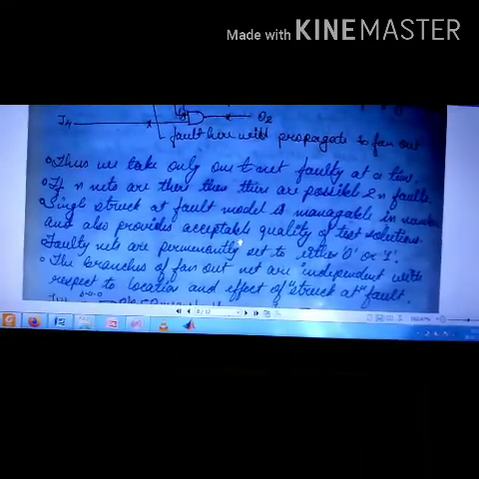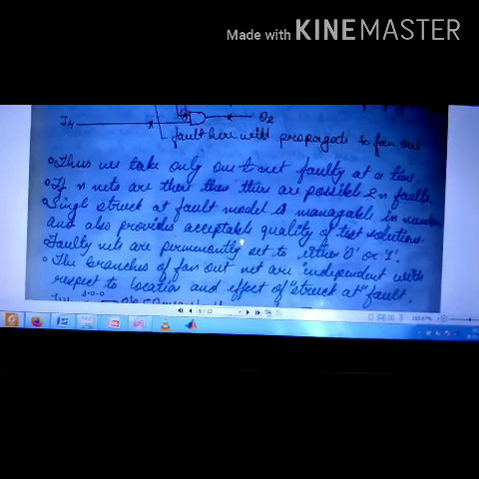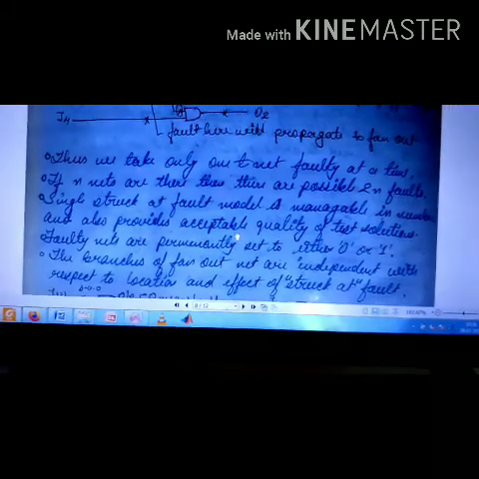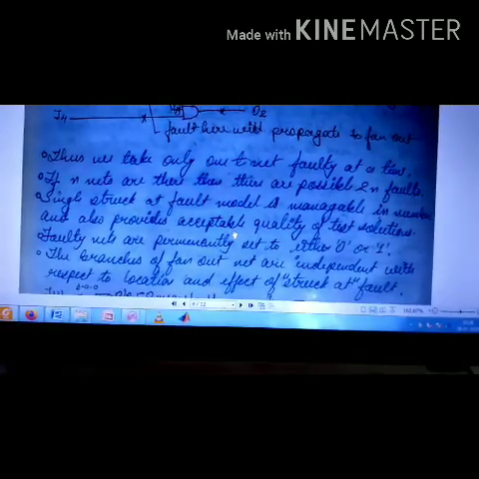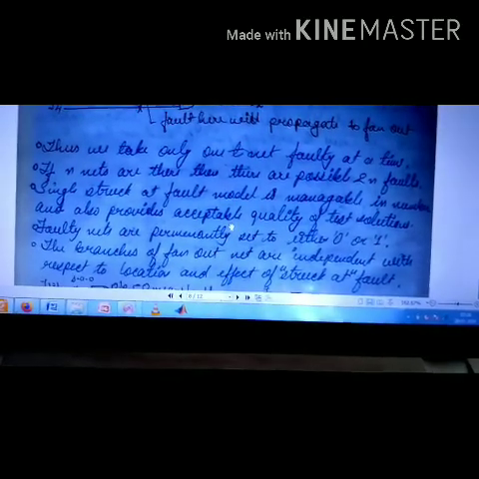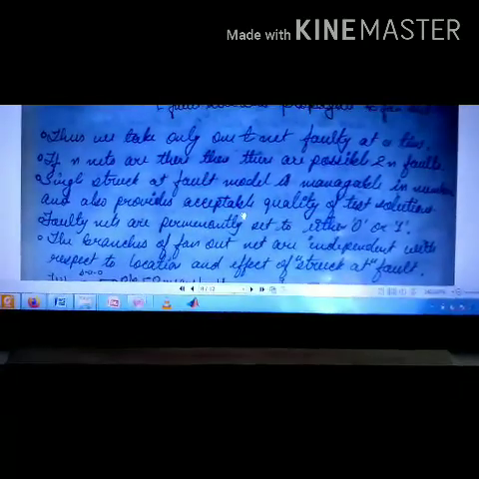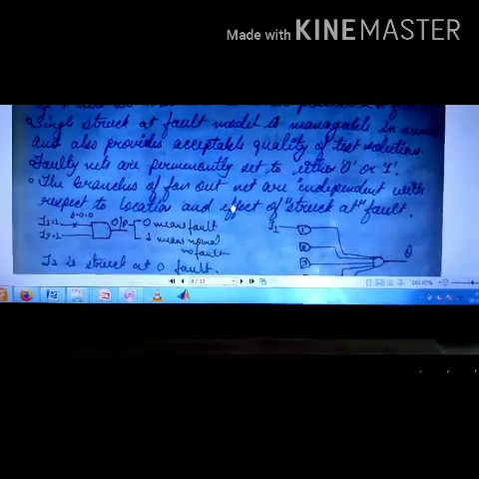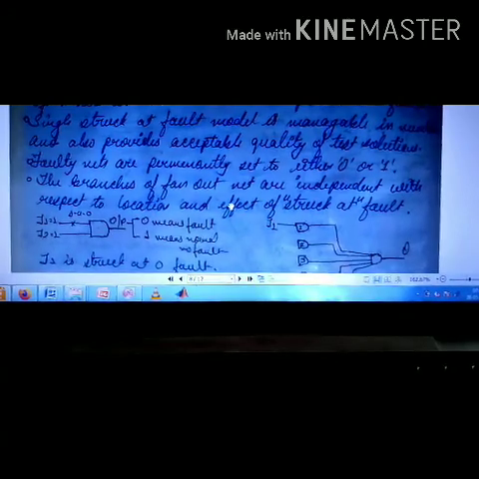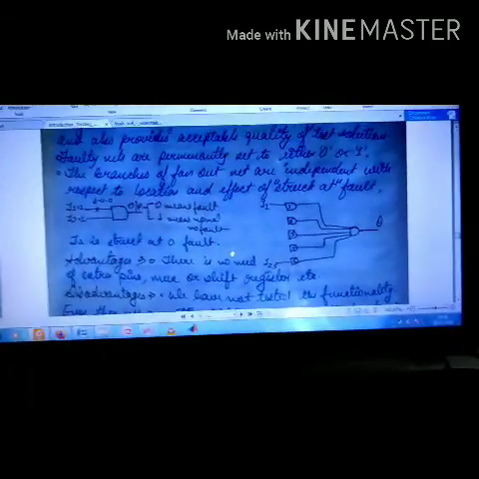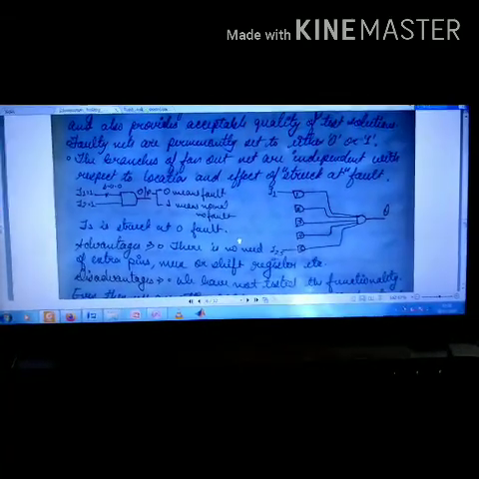Faulty nets are permanently set either to 0 or 1. So in whichever net we want to test whether there is a fault or not, we will set it permanently to either 0 or 1, and then we will see the effect on the output of our circuit with respect to different test patterns. Now, the branches of fan out nets are independent with respect to the location and effect of stuck fault. So fan outs are not much affected depending upon where the fault is.